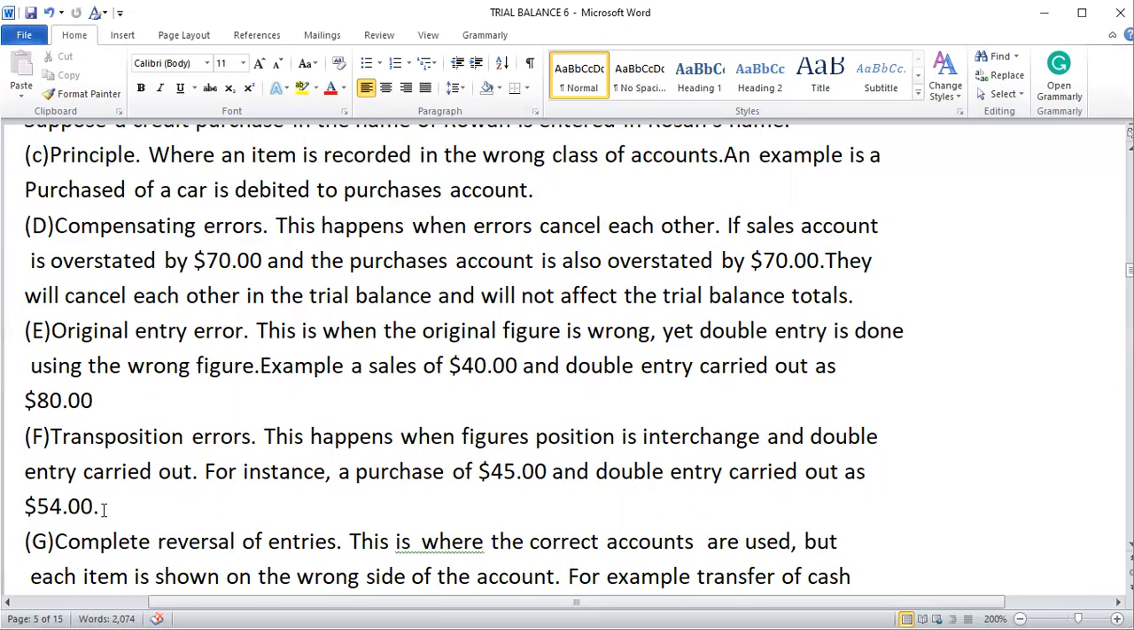Although the original amount is what? $45, but the position has been interchanged from $45 to what? $54. Definitely it will not be shown. Although it's a mistake, it will not be shown in the trial balance. It will balance. Because why? The position of the figures has been interchanged.